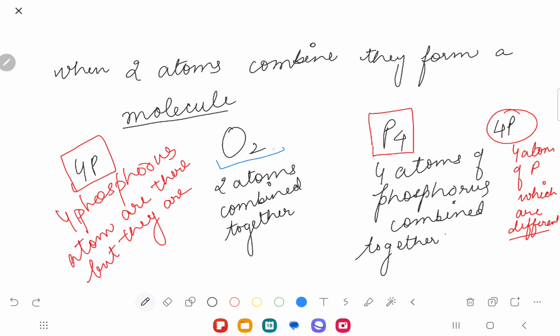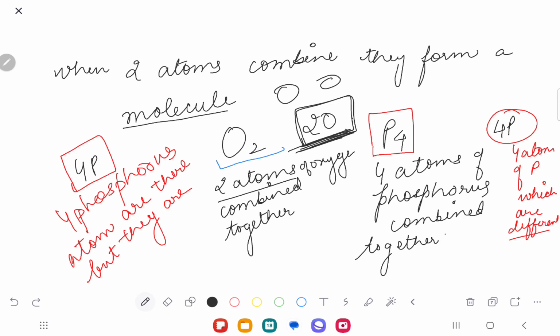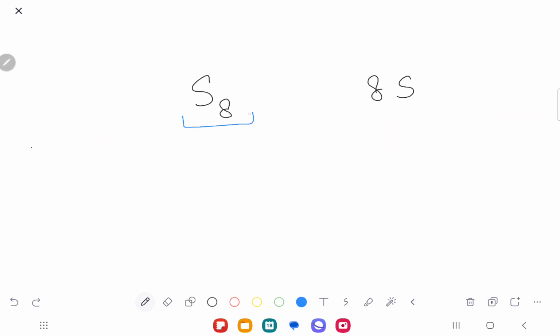When we talk about O2 and when we talk about 2O, what is the difference? O2 basically means two atoms of oxygen combined together. 2O means two oxygen atoms but separately, not combined, no attraction between them. That is the difference between 2O and O2. I hope you are understanding. So S8 means a molecule of sulfur, and you have to remember this, a molecule of sulfur.